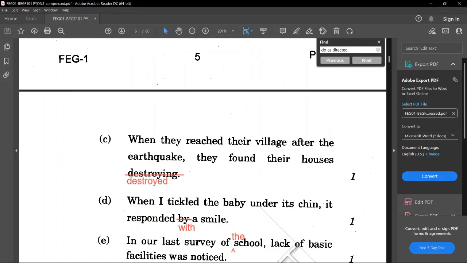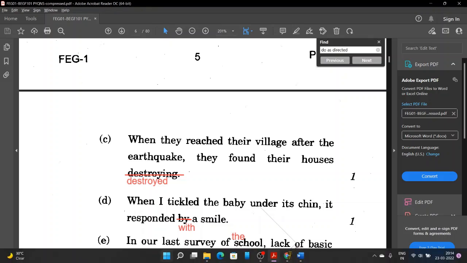Next up, question C. When they reached their village after the earthquake, they found their houses destroying. Houses can't destroy because they are objects, and objects can't do actions. What the actual sentence might mean is that the houses were destroyed. So instead of "destroying", we put "destroyed" here, which makes the sentence: when they reached their village after the earthquake, they found their houses destroyed.